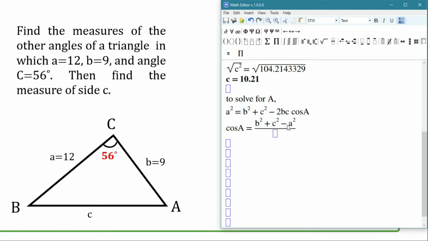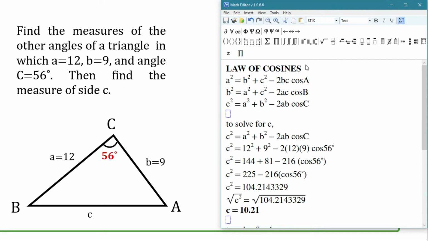Okay, minus a square over 2bc. So ito po yung pagkuha ng ating angle A, or pagkuha ng cosine of A. Okay? So, we can actually derive or manipulate this law of cosines para makuha natin yung different angles. So, hindi lang po tayo mag-stick dito. Tulad nung kay law of sines, pwede natin siyang i-manipulate.